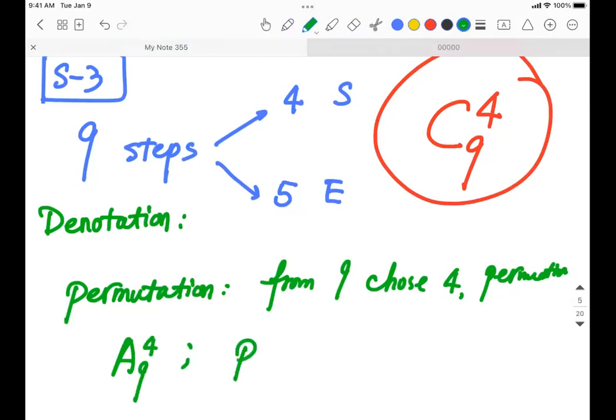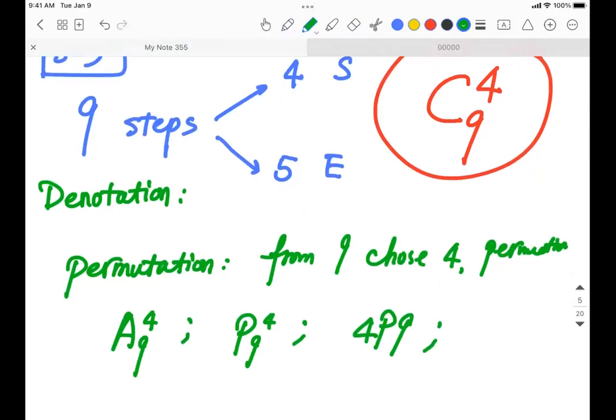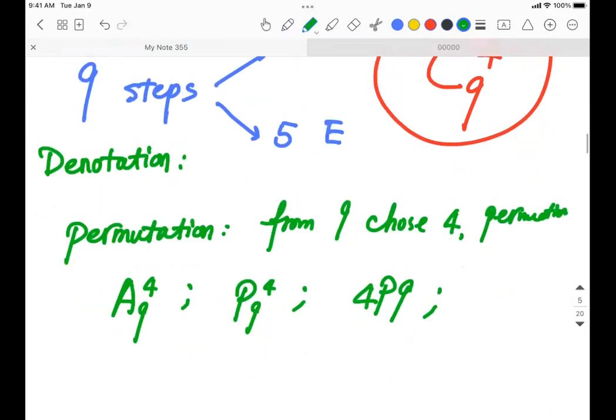You can use P94. You can use 4P9. They're all talking about the same thing. They're different ways for you to present it. So I don't know, which one are you guys more familiar with?